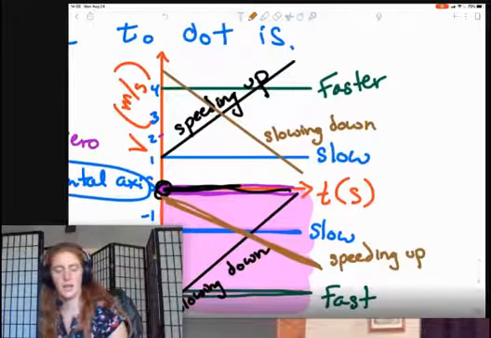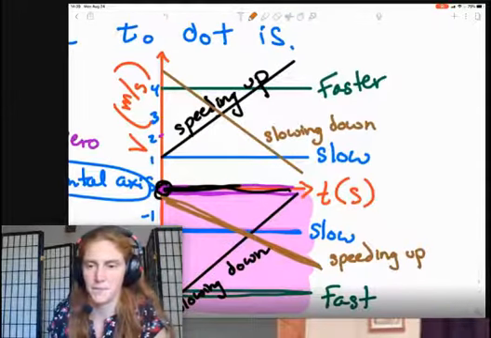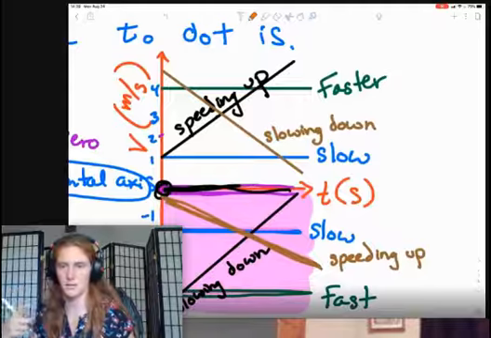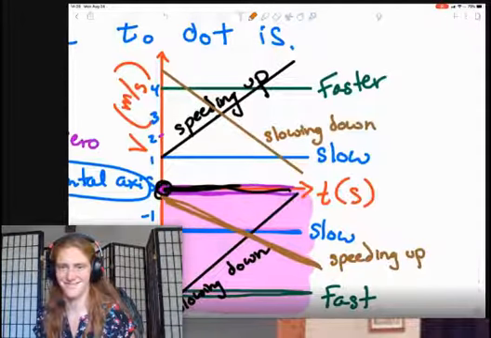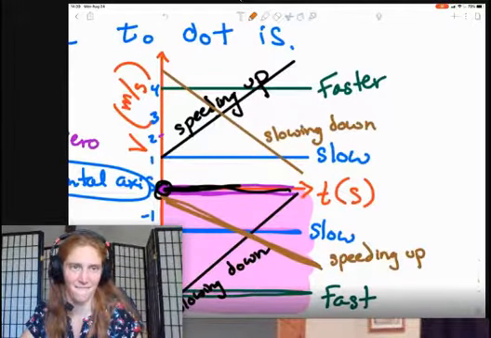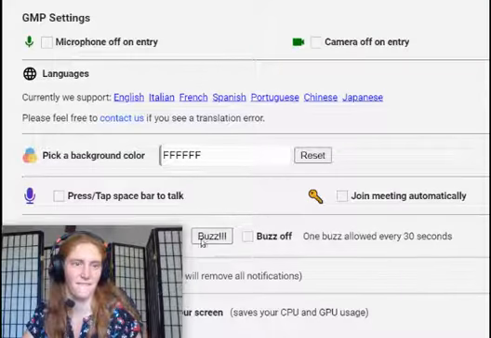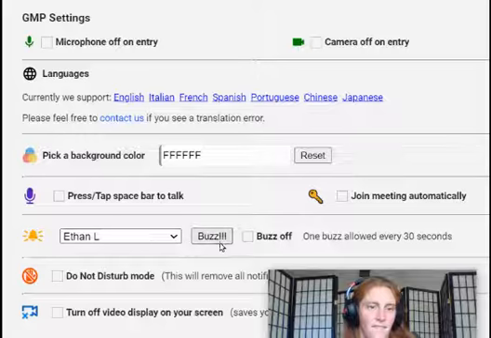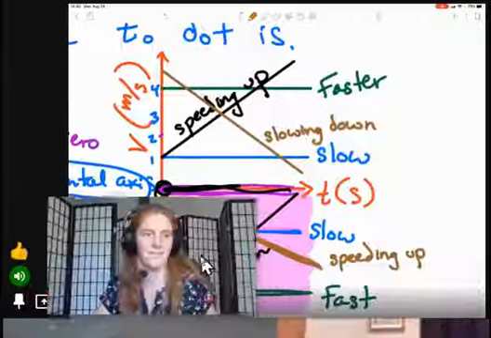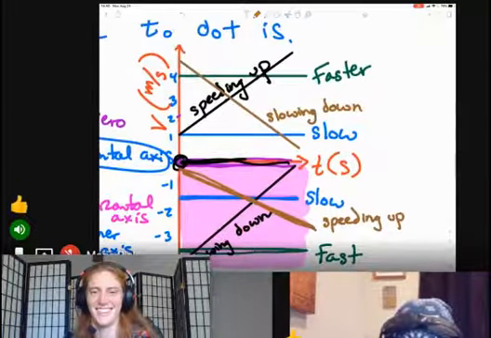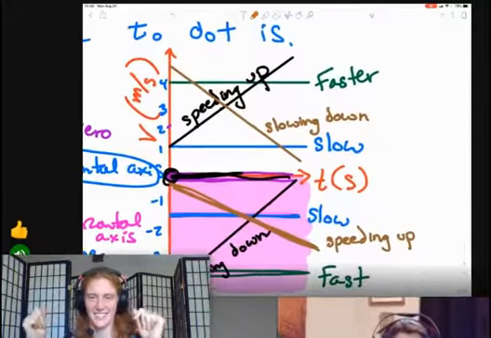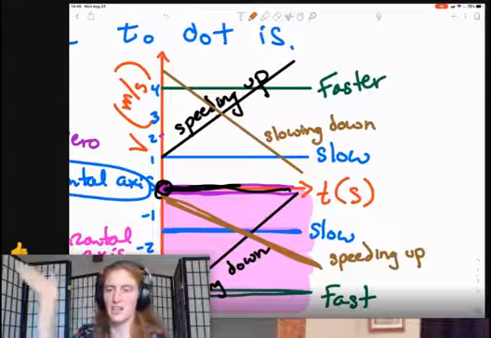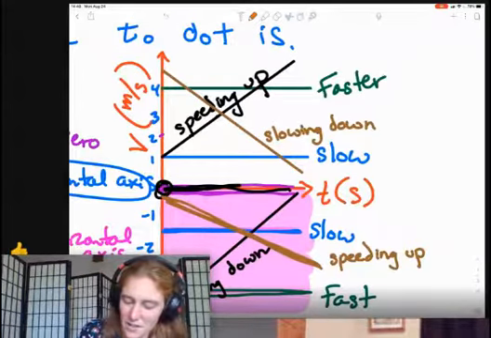All right, so the first black one that is speeding up, is that a positive or negative acceleration? Positive or negative acceleration? Let's go. All right. Positive acceleration, good, because it's going up, right? You've got a positive slope, it's going up. So you've got a positive acceleration.